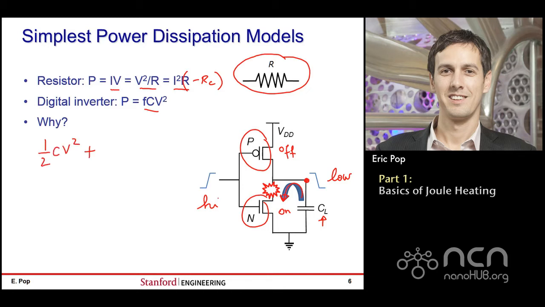On the next clock cycle, the P-type device will be the one actually turning on, and the N-type device will be the one turning off. And so, therefore, the capacitance will now charge up. Again, the energy required to do that is 1/2 CV squared. So in one case, this is on the up clock cycle, and in the other case, this is on the down clock cycle.